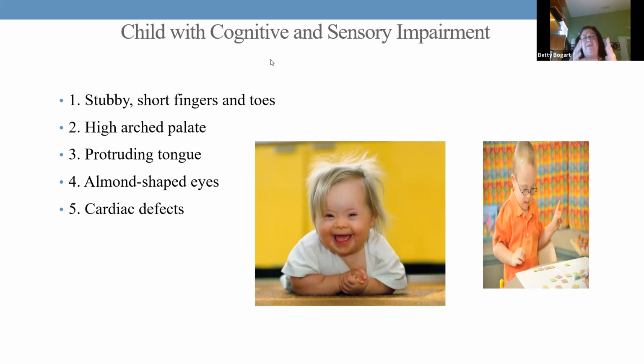They have these short, stubby fingers and toes. You're going to see that nice little simian crease. In their mouth, their palates are really high. And when you think Down syndrome, most of the time you think of the tongue hanging out, which is because they don't have control of it because it's too big. And then of course, those beautiful little almond eyes. And the one thing about Down syndrome children, they are susceptible to cardiac defects.